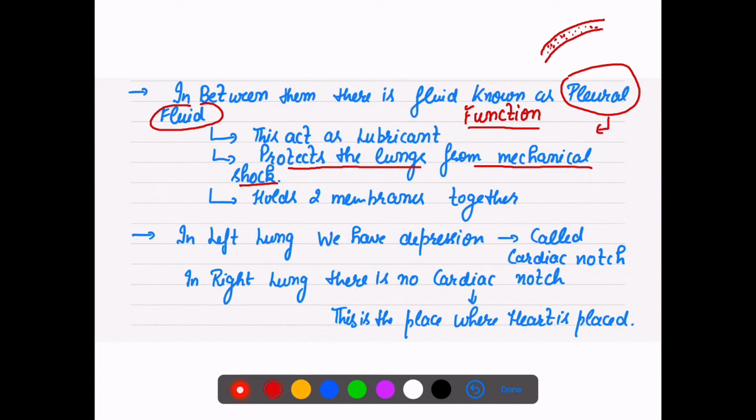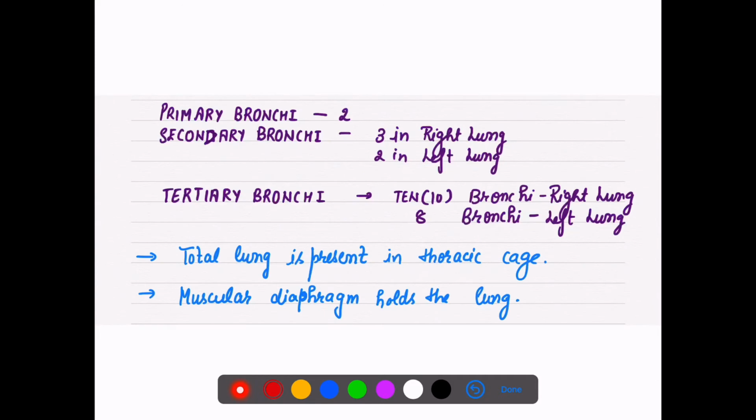Now in the left lung we saw a depression, and this depression is known as the cardiac notch. I already told you that in the right lung there is no cardiac notch, and in the left lung you will find the cardiac notch. Now if we talk about the number of primary bronchi, this is the trachea. One bronchus enters into the right lung and one bronchus enters into the left lung. So primary bronchi are 2 in number.